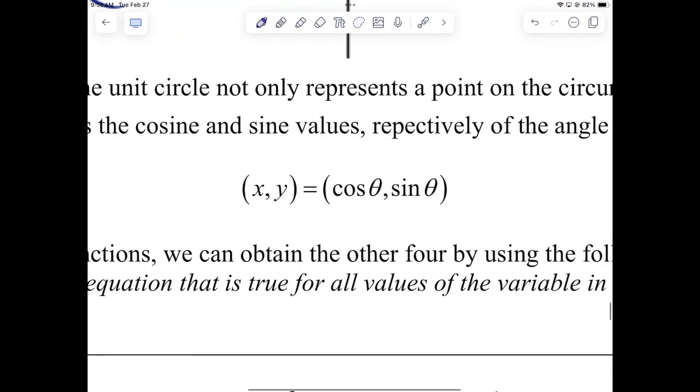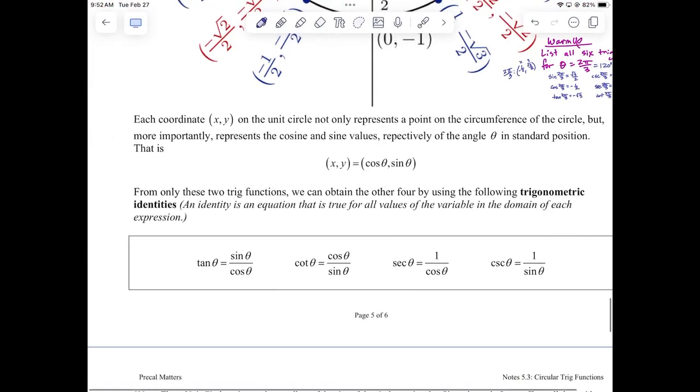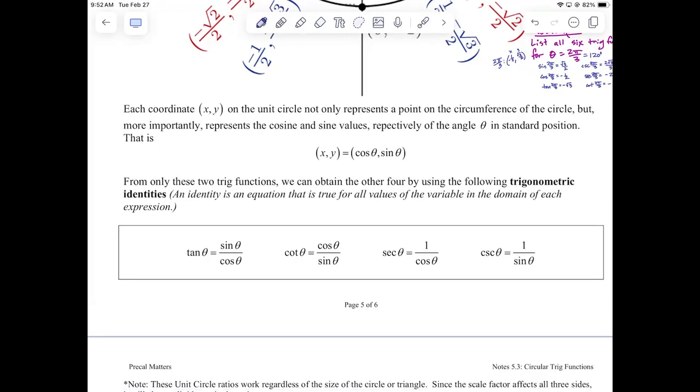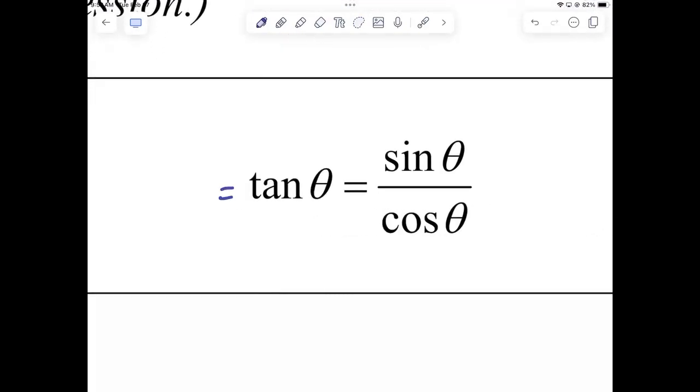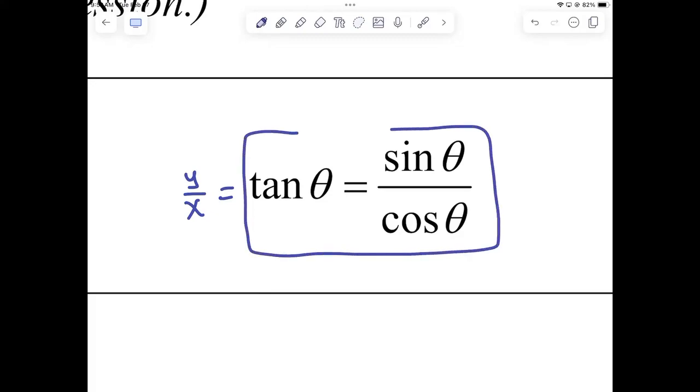So if the x-coordinate is the cosine of the angle and the y-coordinate is the sine of the angle, then watch this. We can list the other four trig functions, not just in terms of x, y, and r, but in terms of sine and cosine. It's amazing. Every single trig function can be written in terms of sine and cosine. Tangent, which is still y over x, becomes what? Sine over cosine.